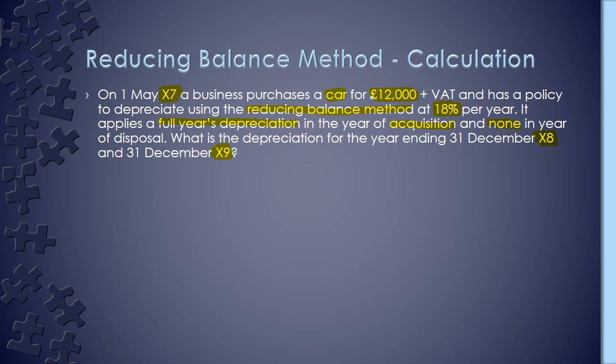So the first thing here then is to say that actually we are only interested in year 2 and year 3 because we purchased in 7, so that's our first year there. But actually the question is asking us for our second year and our third year. So let's start it from the beginning. So the first thing we need to do is have our costs. Now we need to forget about VAT. VAT doesn't come into depreciation. So we do our cost.